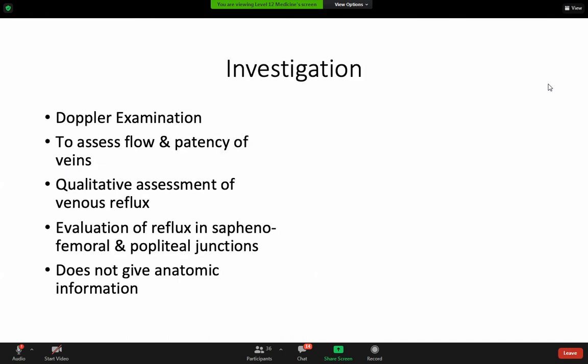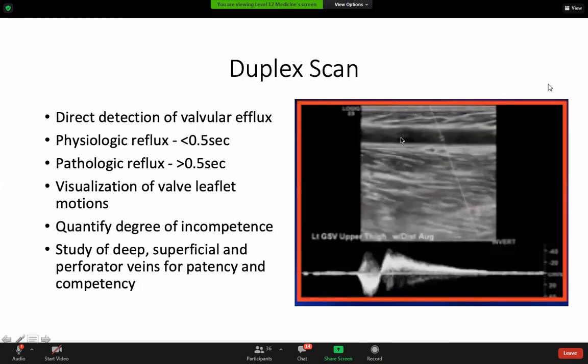So for investigation, the most important one, and the one that we rely on, is duplex, venous duplex. With the venous duplex, we can see the anatomy, we can see if there is a thrombus, if there is obstruction, and we can detect the reflux.